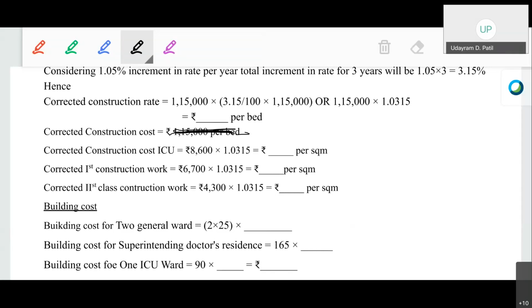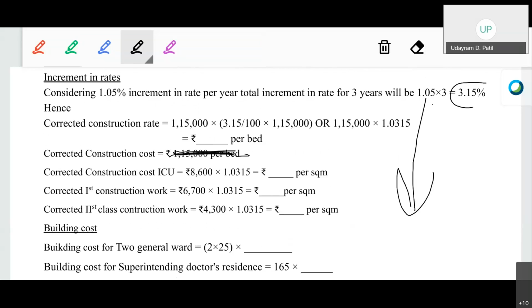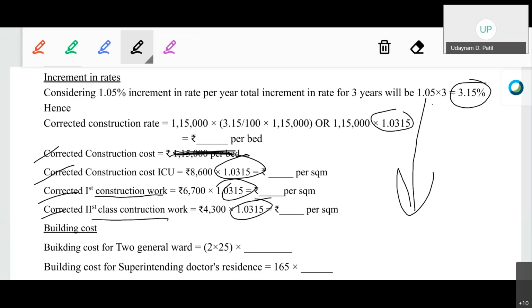Okay. So this is the corrected construction rate. Now in this case the correction was given uniform for all of this particular construction work. Okay. Suppose, but in some of the cases the percentage will be different for the different work. Like for the first class construction work, the increment in rate might be 1% per year, whereas for the second class construction it is 1.2% for the year. So depending upon the material used in each type of the construction, the increment in the rate might be different. Okay, here the increment in the rate is taken 3.15% for each construction type.